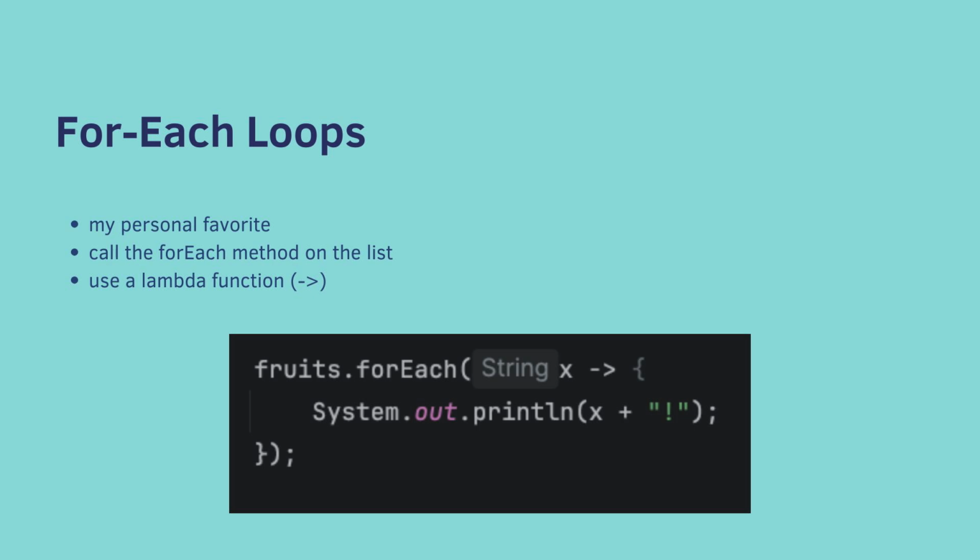Next up, we have forEach loops. This is my personal favorite. So this is a method call on the list itself. So you can see fruits.forEach, then you have to give it a variable name, x, and then you use a lambda function. So let's see it in action.